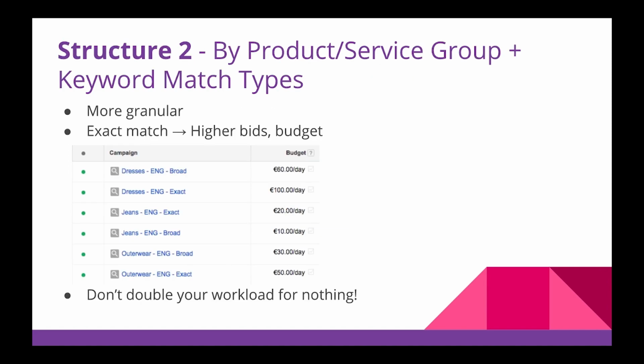Now, the second way to structure your campaigns is doing so by the product or service group and also by the keyword match types. This structure is similar to the last, but a tiny bit more granular as it allows you to set different budgets and bids for different keyword match types. And the structure allows you to differentiate between people that search for the exact search term that you have set as a keyword and those who are searching for something more general or broad. And usually the people that are looking for something exactly like what you are offering, meaning something that is exactly your keyword, they are more valuable to you. So it makes sense to want to allocate more of your budget to them.